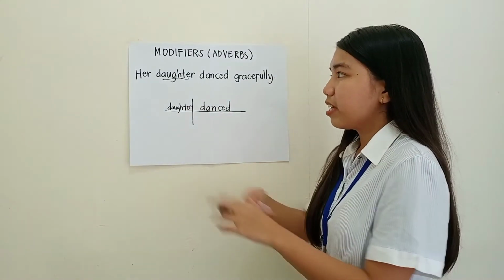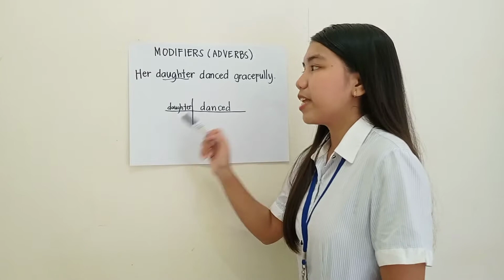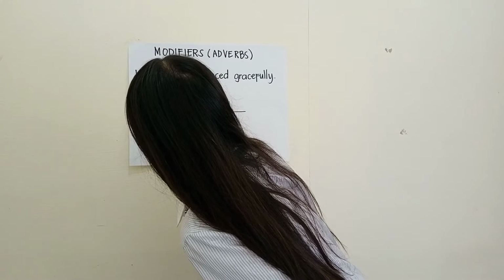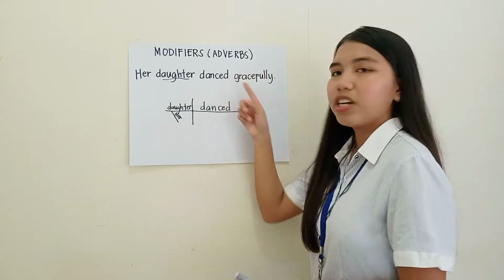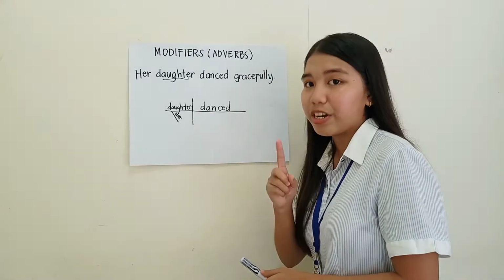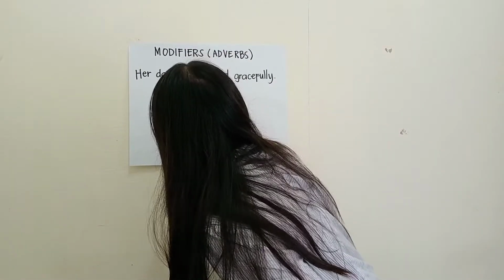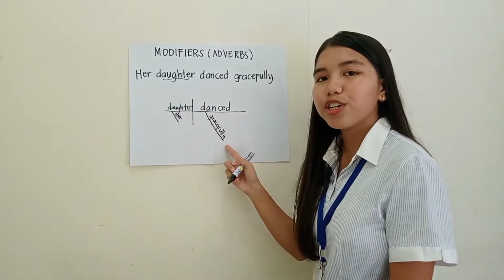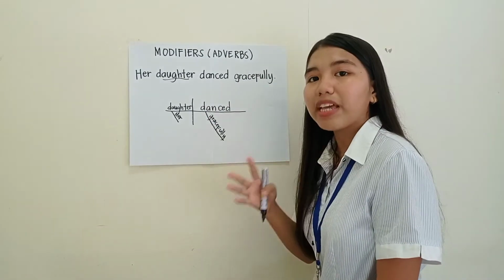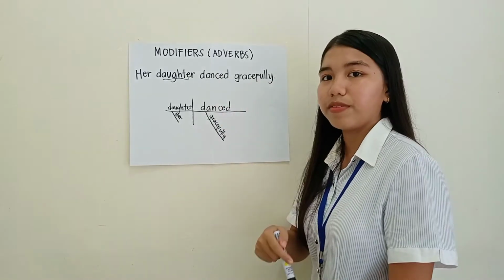Danced. And then this word her should be put underneath the word daughter because this word modifies the word daughter. So we should write it here, her, like that. And you may ask me, where should we put the word gracefully? The word gracefully, which is an adverb of manner, should be put underneath the word danced. So we should put it here, gracefully. So it answers the question, how did her daughter dance? Because it talks about the adverb of manner that was being done by her daughter, and that's it. That is how we diagram modifiers of adverbs.